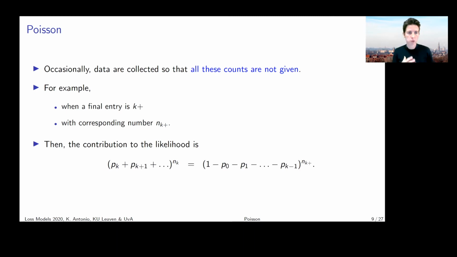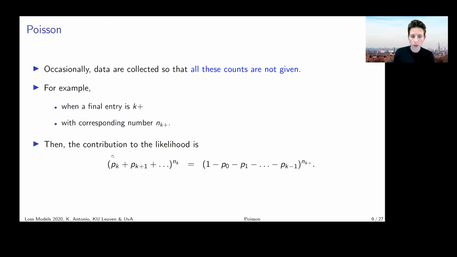So we often ignore that. We often say, okay, let's pretend as if the final entry is just this final K with a corresponding number N_K. But if you want to do it in a more correct way, then you've got a kind of censoring there, right? So the final entry in the table is the number of claims observed, where this particular number of claims observed is K or larger than K. So the contribution to the likelihood should be the probability to observe K or more than K claims according to your assumed distribution.